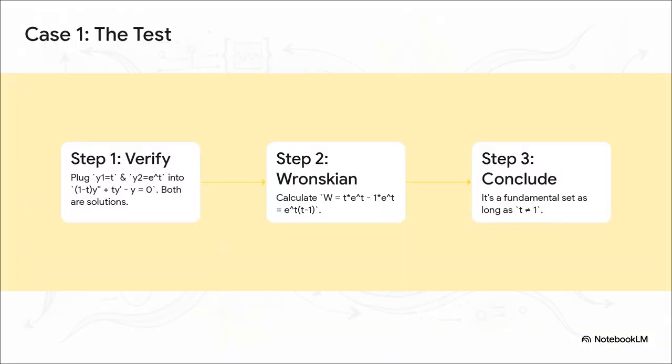Okay, case number 1. We've got two suspects, t and e to the t. First things first, we've got to confirm they're actually solutions to the equation. A quick check, and yep, they are. Now let's hit them with the Wronskian test. The calculation gives us e to the t times (t minus 1). Now, is this zero? Well, only if t equals 1. Everywhere else, it's not zero. So, do they form a fundamental set? Yes, they do. Case closed.